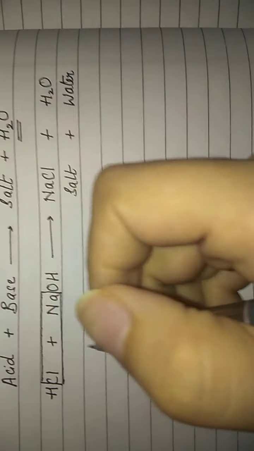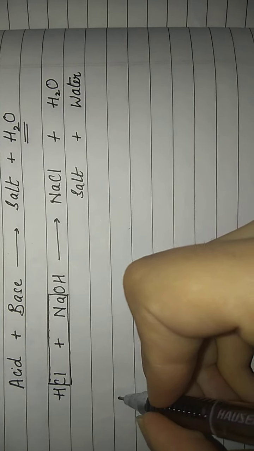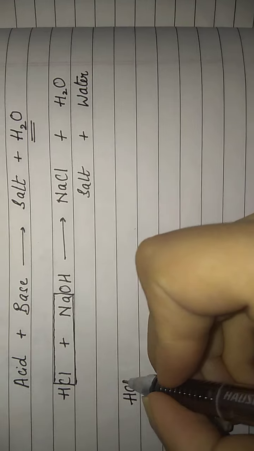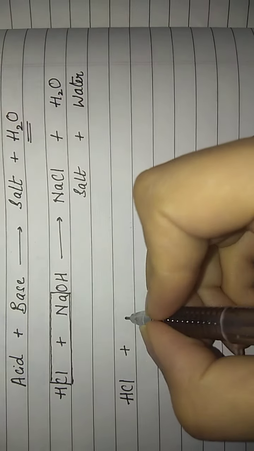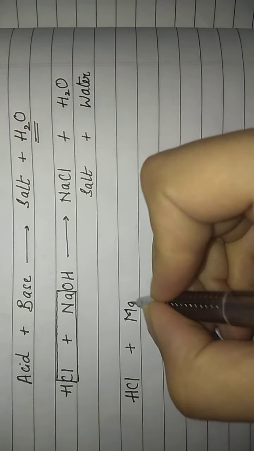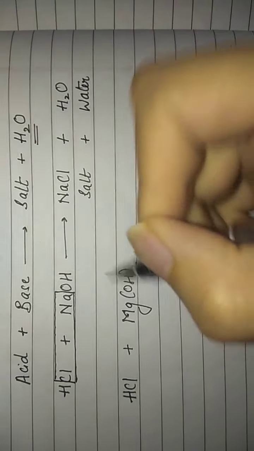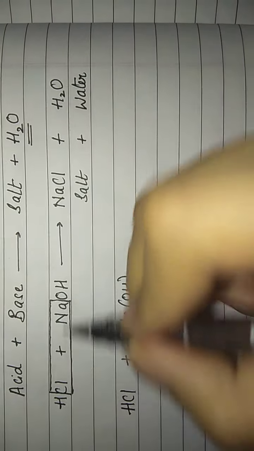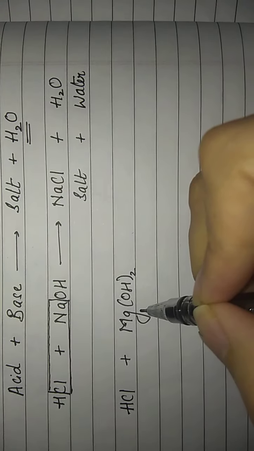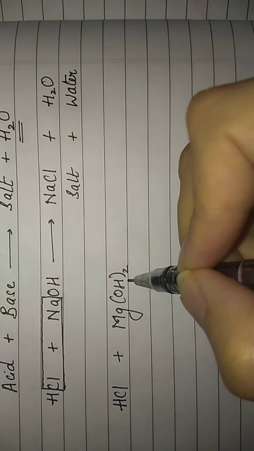Let us take another example of a neutralization reaction. This time I am reacting HCl with magnesium hydroxide. Okay, in the previous reaction we reacted HCl with sodium hydroxide. Now I am taking the base magnesium hydroxide.